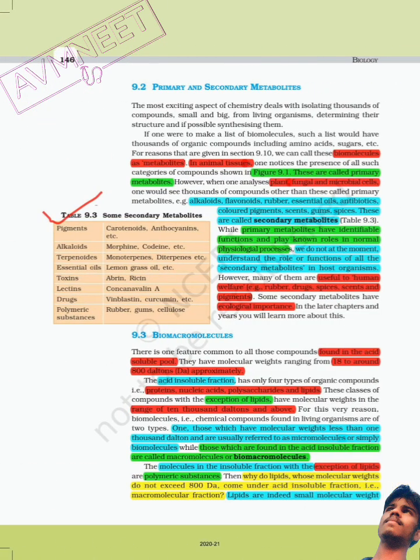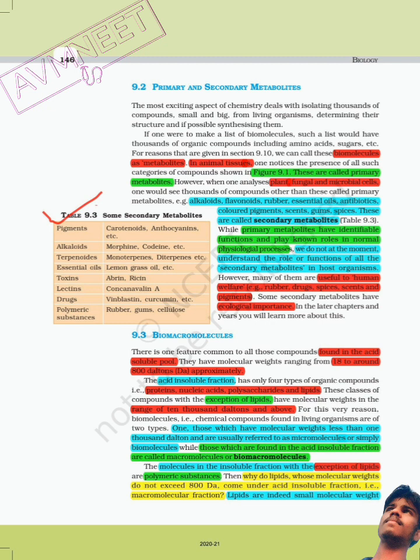9.2 Primary and secondary metabolites. The most exciting aspect of chemistry deals with isolating thousands of compounds, small and big, from living organisms, determining their structure and, if possible, synthesizing them. If one were to make a list of biomolecules, such a list would have thousands of organic compounds including amino acids, sugars, etc. For reasons that are given in section 9.10, we can call these biomolecules as metabolites.